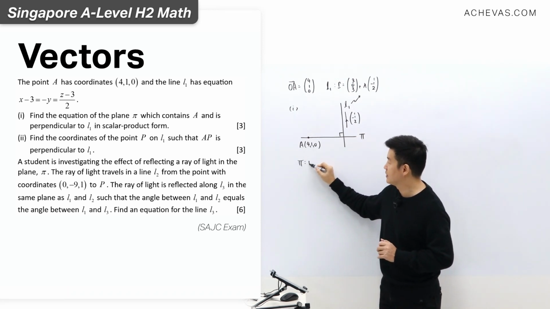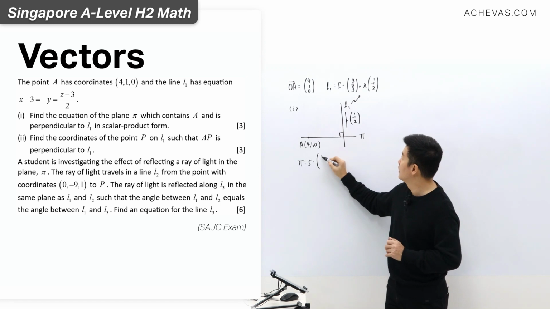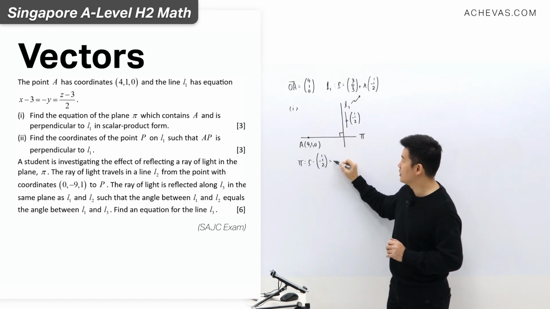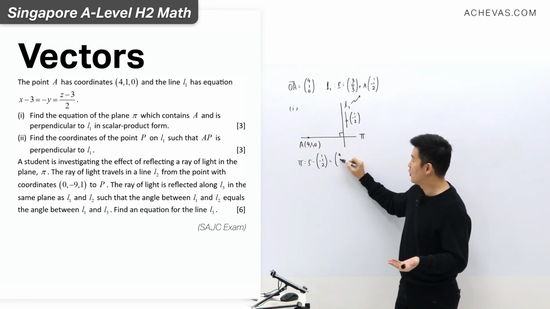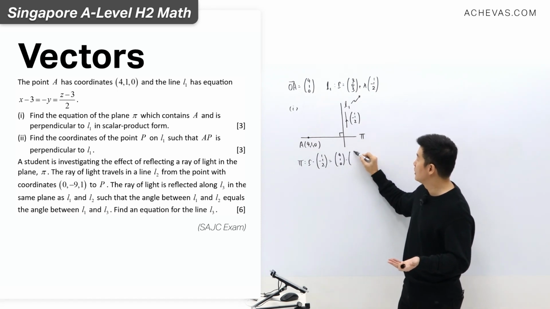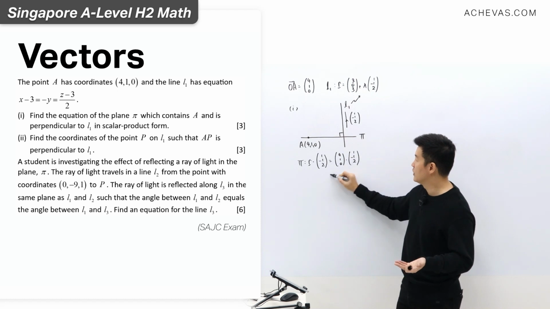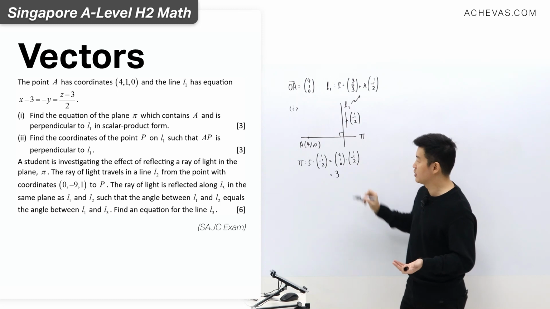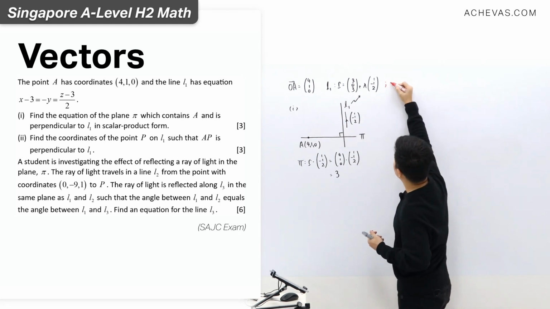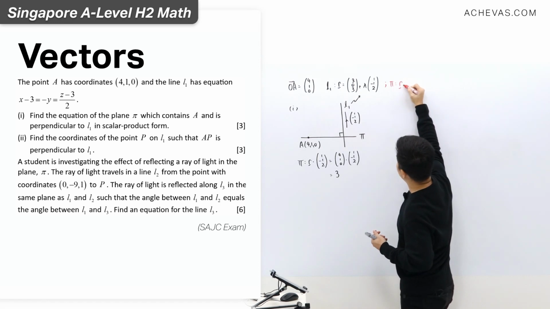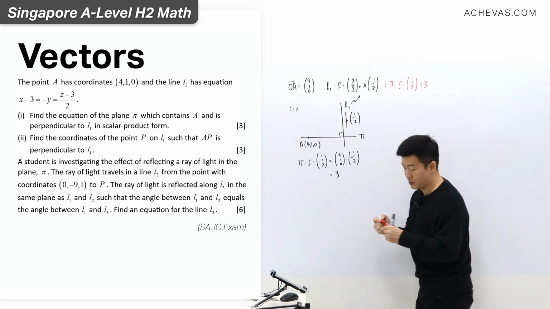So plane pi is r dot the normal vector (1, -1, 2), which is going to be equal to the position vector of a point that is on the plane, so (4, 1, 0) dot (1, -1, 2). If you evaluate this, 4 minus 1 plus 0, this is going to be equal to 3. So I have another piece of information, and I'm going to write it here: pi is r dot (1, -1, 2) equals 3.